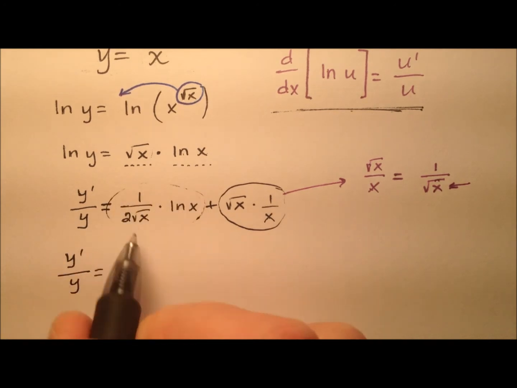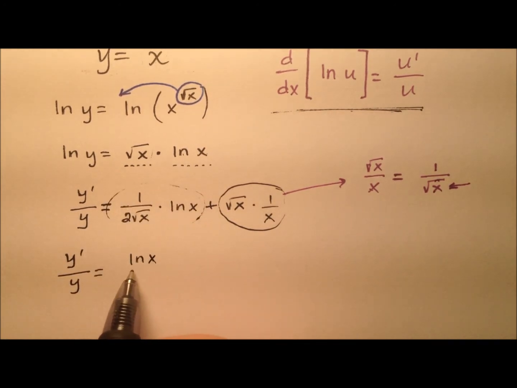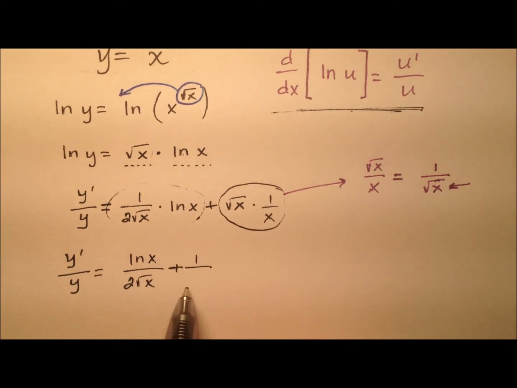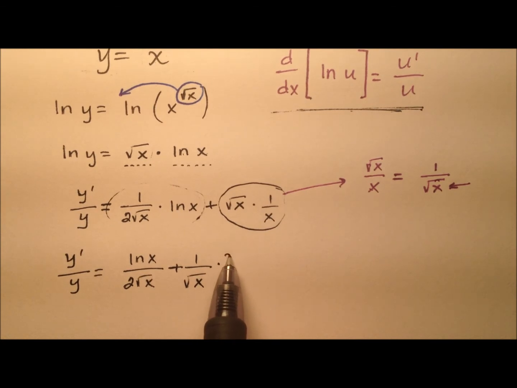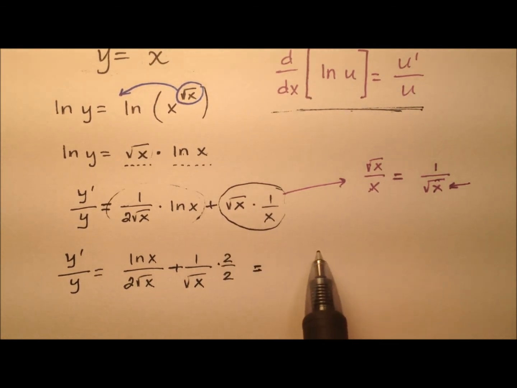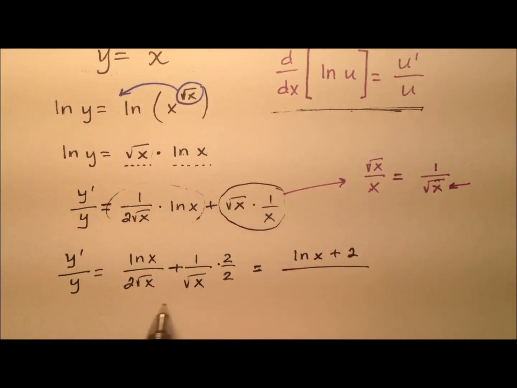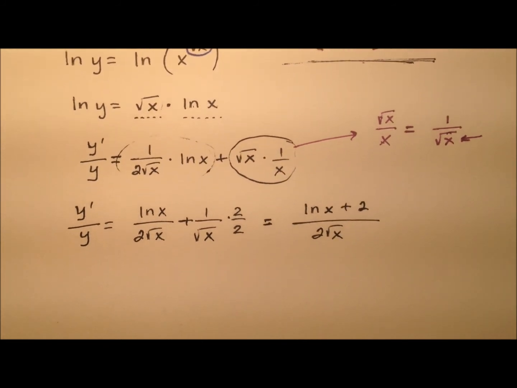So this first term, we have the natural log of x over twice the square root of x, and to that we're going to add 1 over the square root of x. Well, if we multiply this second term by 2 over 2, we get common denominators. So we'd have the natural log of x plus 2 all over twice the square root of x. And that's not bad at all.